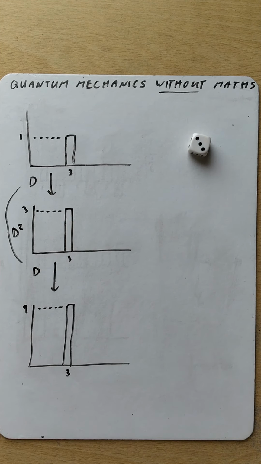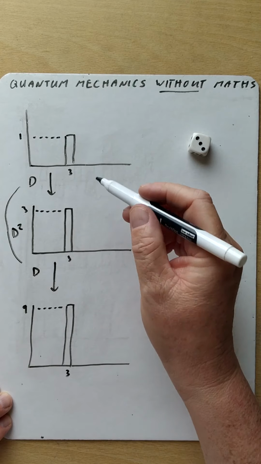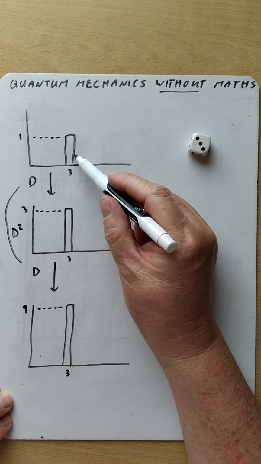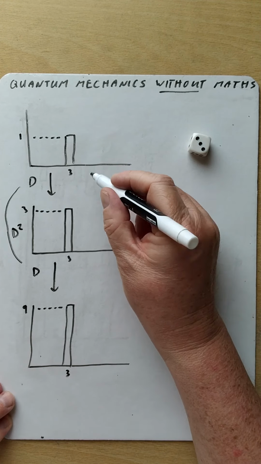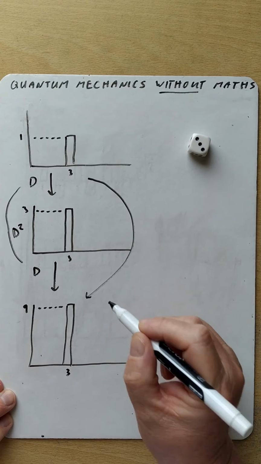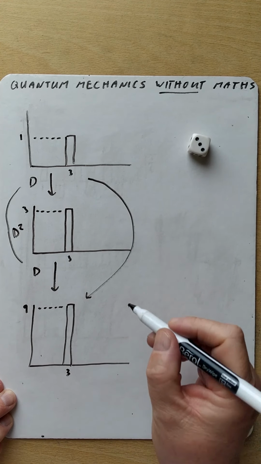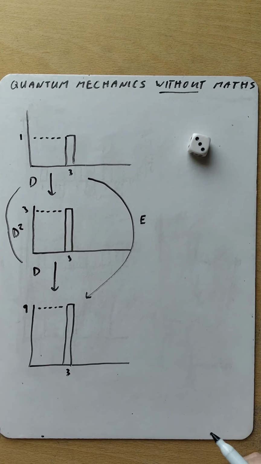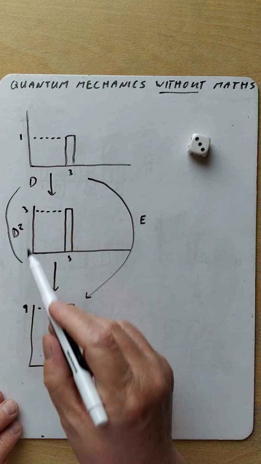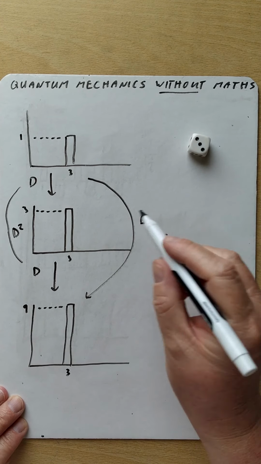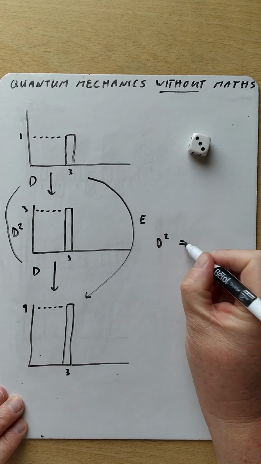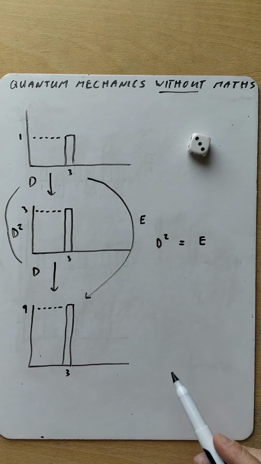But now suppose we created another operator. This time let's call it E. And E takes this basic measurement state where the dice is showing the value 3, and it goes straight as its output to 9 times the 3 state. So let's call that E. So in operator terms, applying the D operator twice, D squared that is, to the 3 state gives us the same value as we get by applying E once to the 3 state.